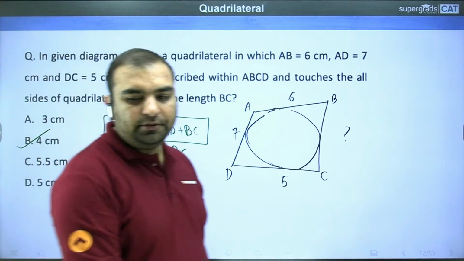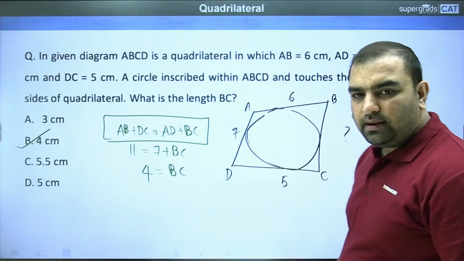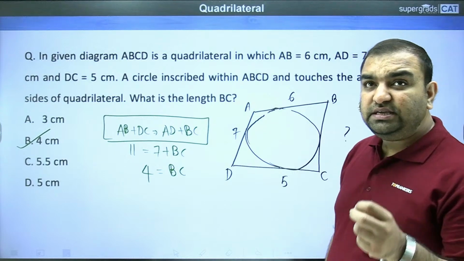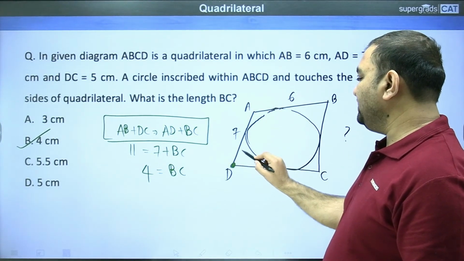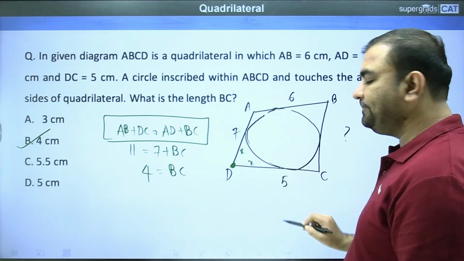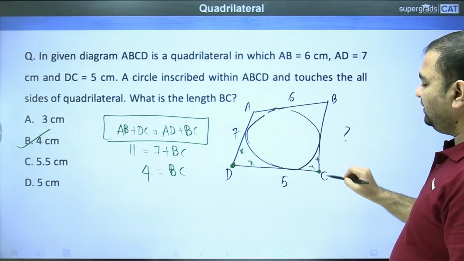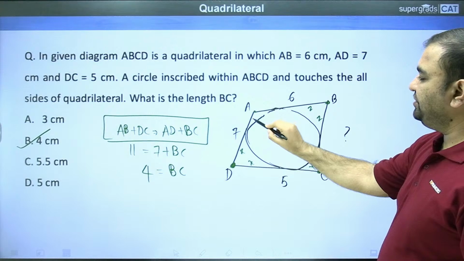Some of you might be interested in the derivation of it as well. Tangents drawn from an external point to a circle are equal. तो इस पॉइंट से दो टेंजेंट ड्रॉ की गई x और x, यहां से दो टेंजेंट ड्रॉ की गई y y, यहां से दो टेंजेंट ड्रॉ की गई z z, यहां से दो टेंजेंट ड्रॉ की गई p p.